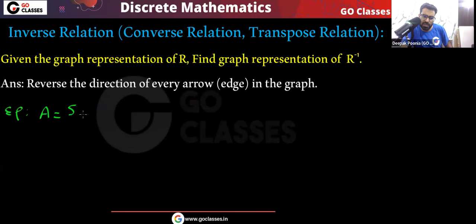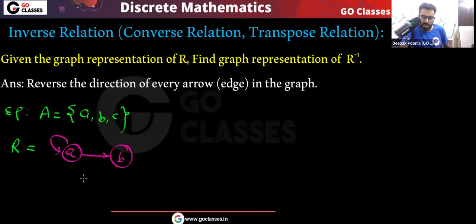Consider a base set A equal to {A, B, C}. This is the base set, and let's consider this relation R on this set A. The graph representation is like this: A is related to B, A is related to A, and C is related to B. So this is the graph representation of a relation R on this set A. Tell me, what will be the graph representation of R inverse?